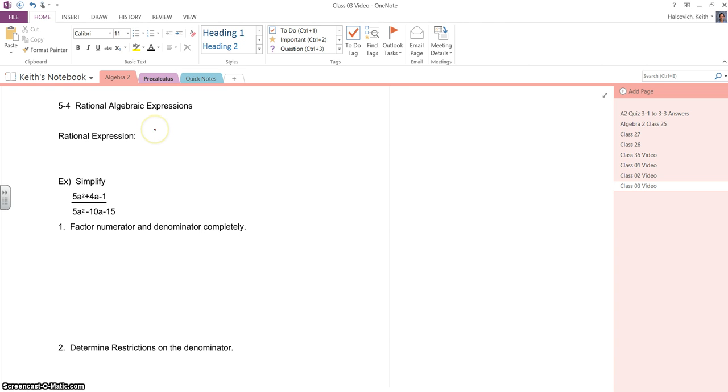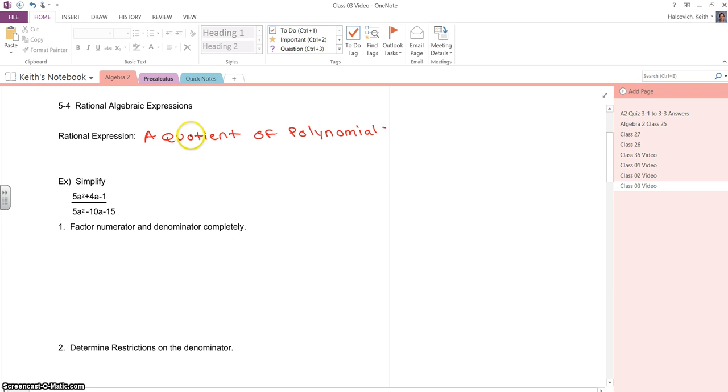A rational expression is a quotient of polynomials. And an example here, we're going to simplify a rational expression. 5a squared plus 4a minus 1 over 5a squared minus 10a minus 15. The first thing you want to do is factor the numerator and denominator completely.